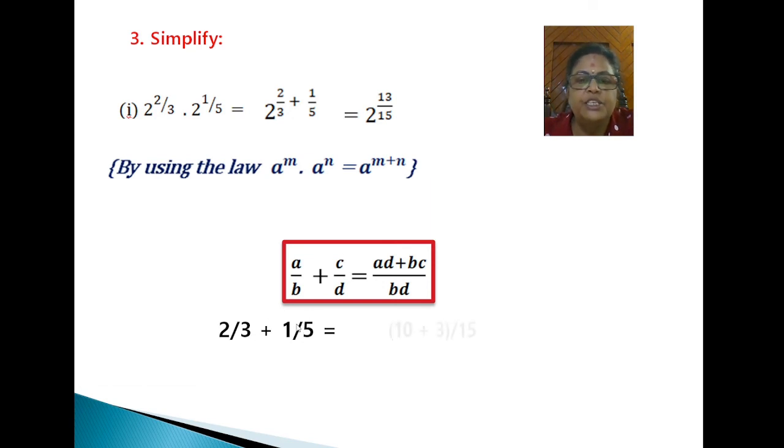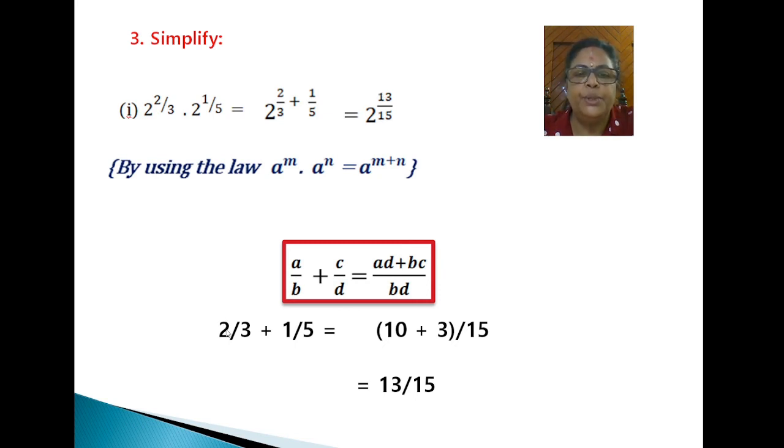3 into 1. That is 2 into 5 is 10, plus here 3 into 1 is 3. So 10 plus 3 divided by 15, 13 by 15. A by b plus c by d is ad plus bc divided by bd. You will get 2 raised to 13 by 15.